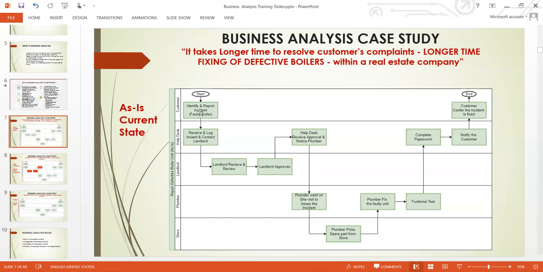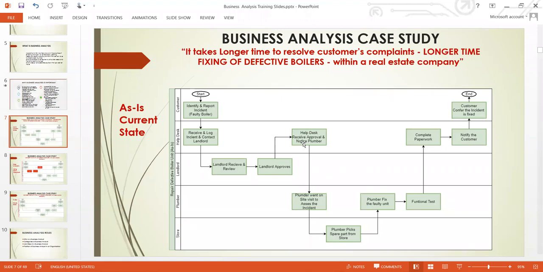When the customer reports an incident, like a defective boiler, they are reporting it to the help desk officer. The help desk receives and logs this incident and then contacts the landlord. When they contact the landlord, you can see the arrow. This is the landlord. The landlord will receive the complaint and review the complaint. Then the landlord will approve, okay, let's resolve the issue. The approval returns to the help desk. The help desk receives approval from the landlord and notifies the plumber.